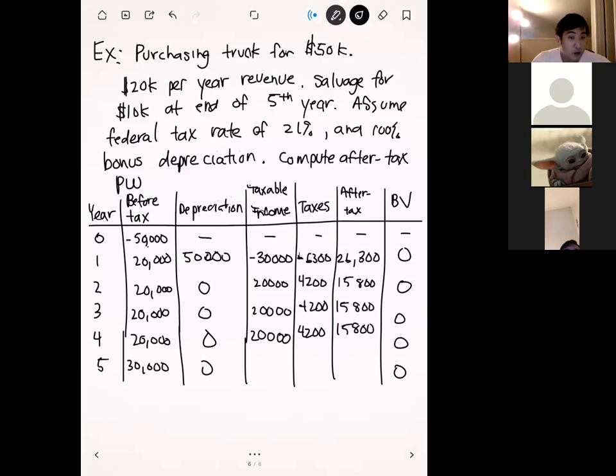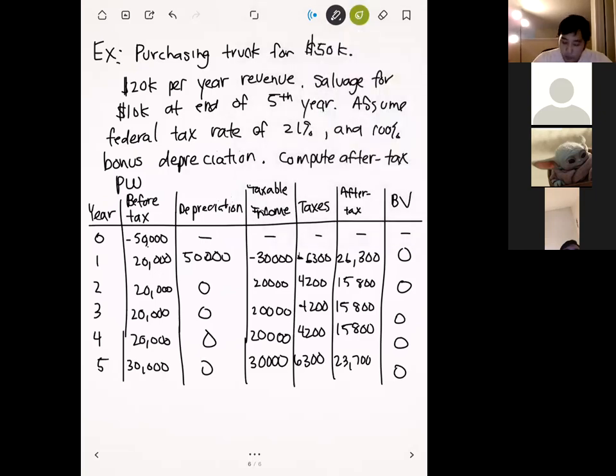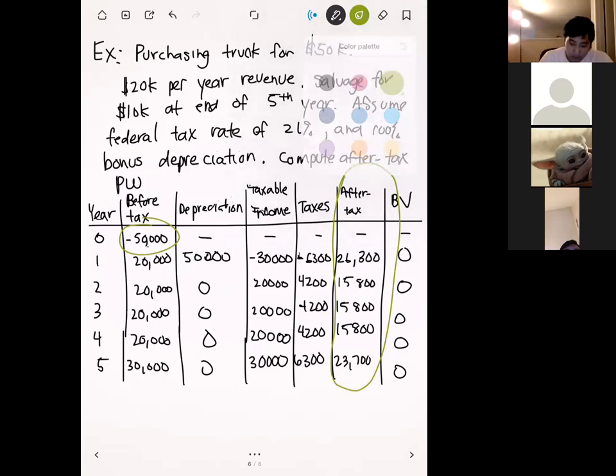Okay. And then for the last year, because we made that extra $10,000 by selling, we're going to pay more taxes. All right. And so after we pay our taxes, that's how much we make in the last year. And so for this problem, we're interested in what's the after-tax present worth. If we take the last column there, all of those cash flows, and then we take our initial cost, we can then compute our after-tax present worth.